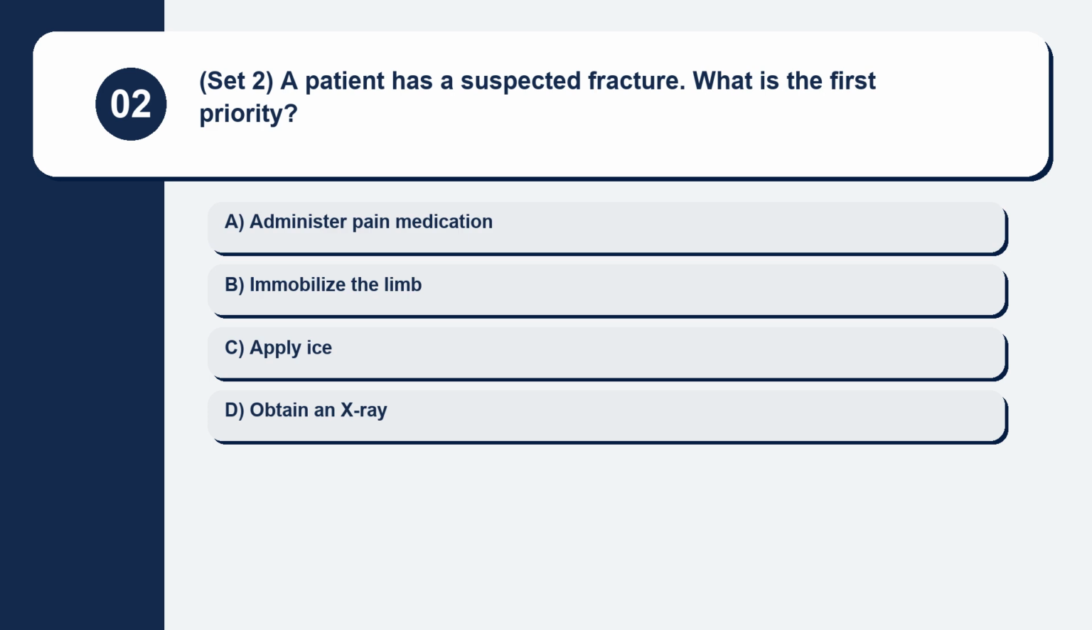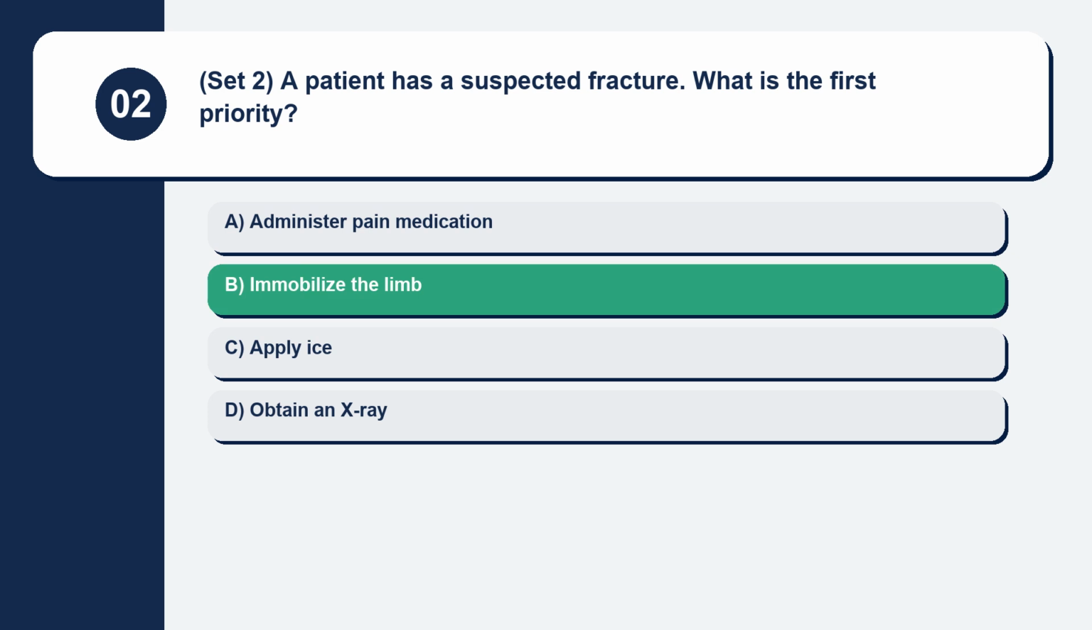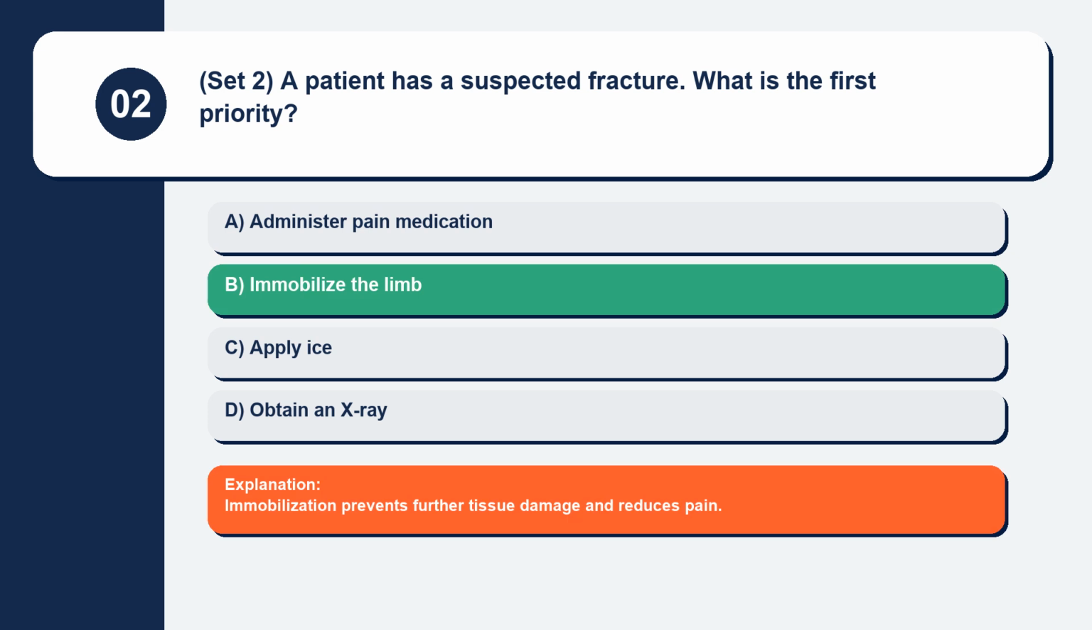Question 2, Set 2. A patient has a suspected fracture. What is the first priority? Administer pain medication, immobilize the limb, apply ice, obtain an X-ray. Immobilization prevents further tissue damage and reduces pain.